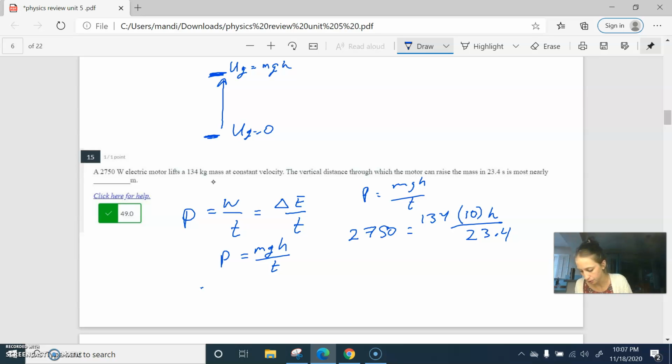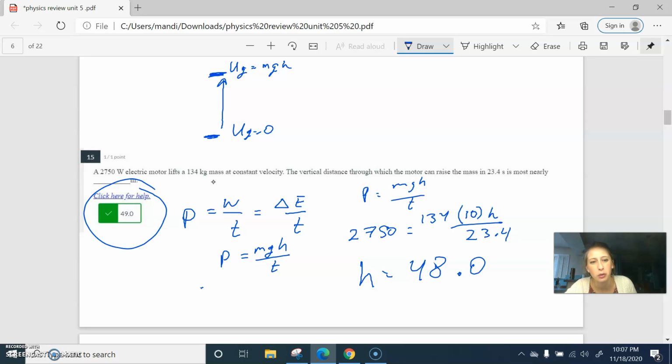I'm going to divide by 134. I'm going to divide by 10. And so that our height is 48.0. Oh, 49. Ooh, I wonder if we use 9.8 instead. Do we get the right answer?